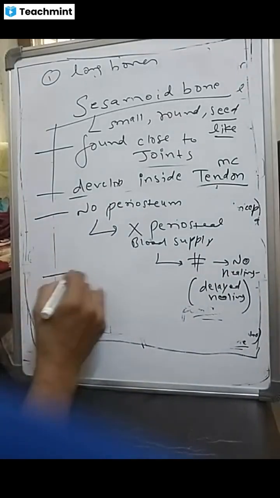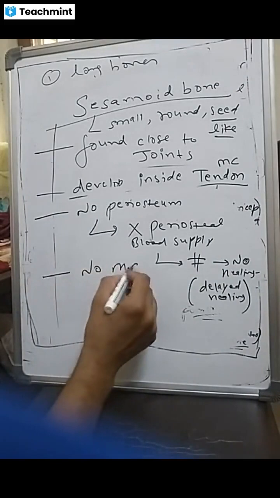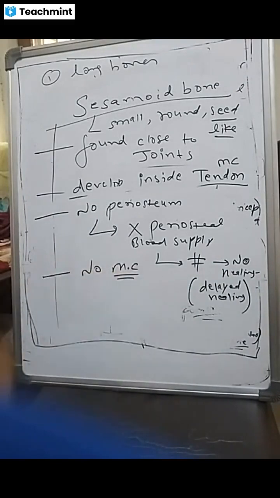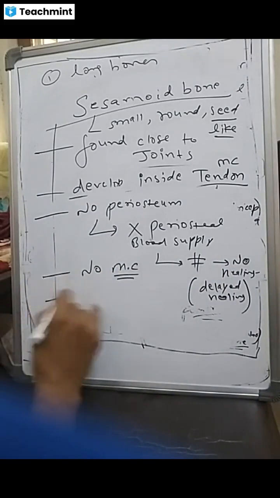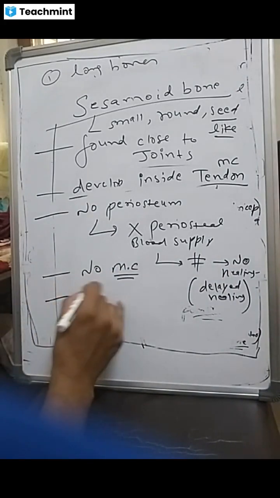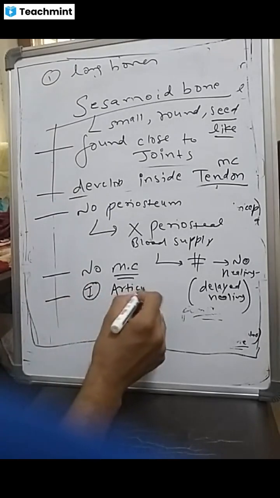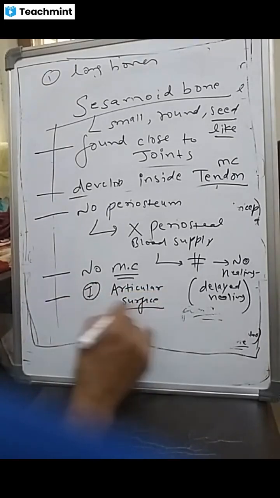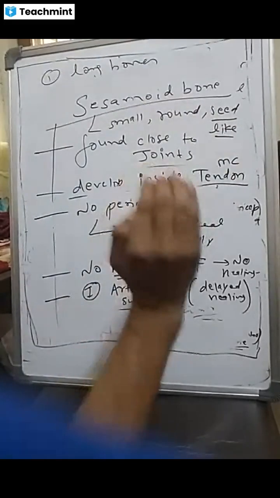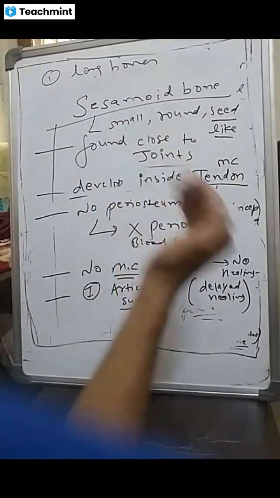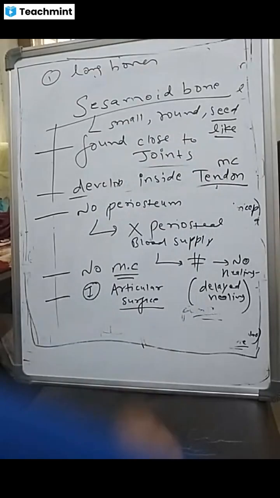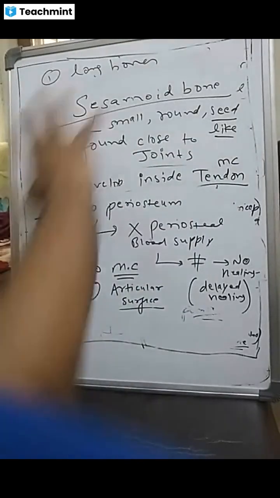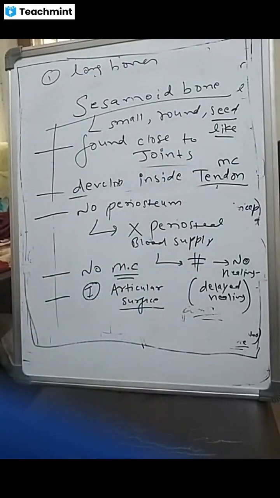One more important point: the medullary cavity is absent. Also, they have only one articular surface. The patella, for example, has only one articular surface. These are the points related to the sesamoid bone.